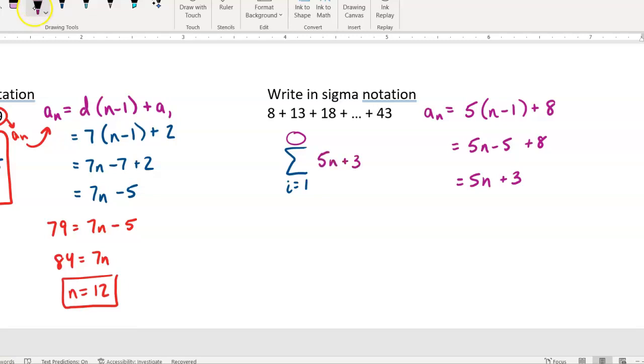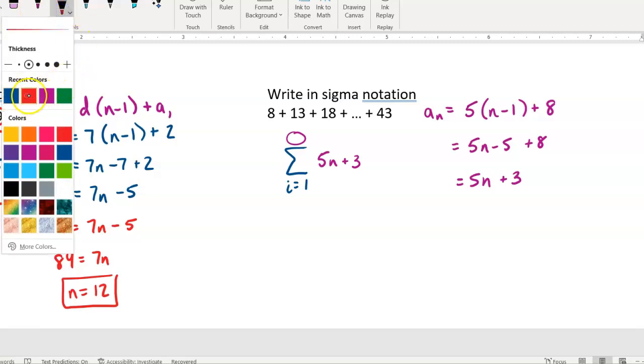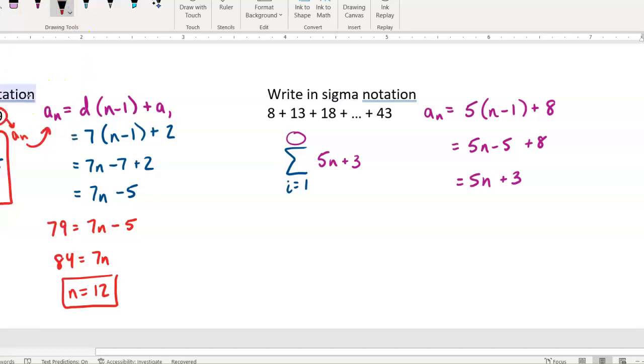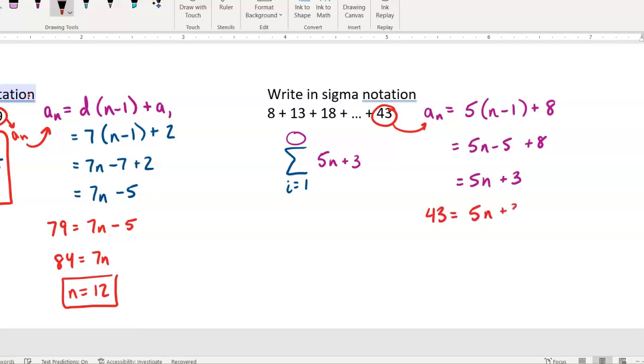So hopefully you're able to get that. Next, let's figure out what n is, the number of terms there are. And we know that the last term is 43, so we're going to put that in for a sub n. When I solve this, I would subtract 3 to get 40. Divide by 5, and I get 8. So there's 8 terms in the series. So that would be your answer for that final one.